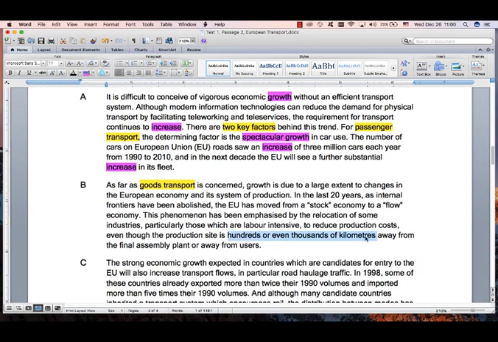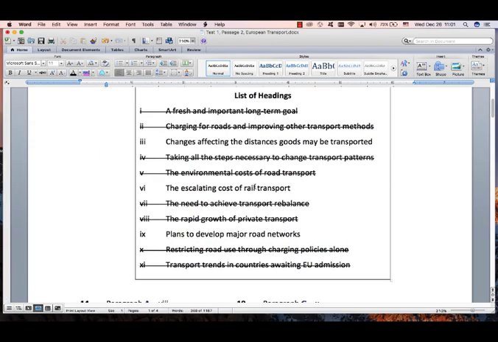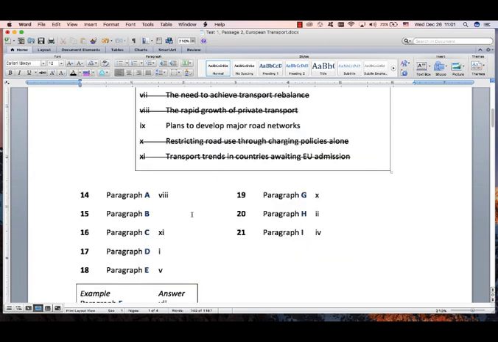Hundreds or thousands of kilometers away, relocation. It's about distance. Only mentioned it once, so this was the most difficult one. But it's not rail and it's not major road networks. So you could kind of get it by elimination. And that's 3. And there you go.